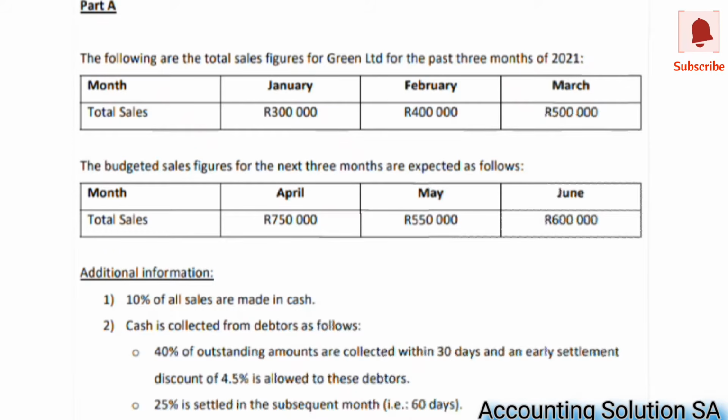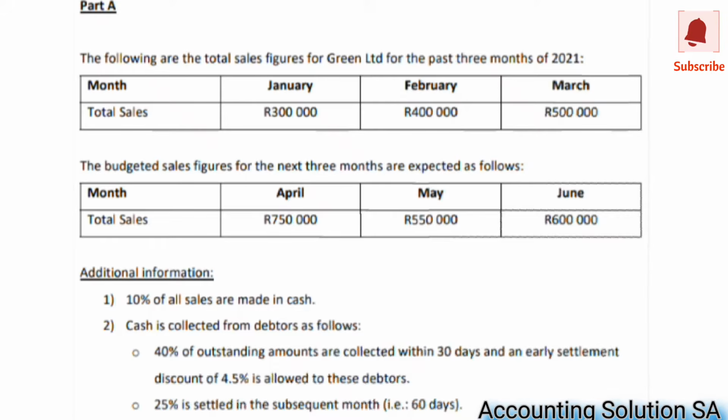So in that case, we have to prepare what we call a budget. What can happen in the future? When we prepare our collection schedule, we also have to include both the actual and the budgeted figures. Additional information: all those amounts that they give us in the table are total sales. Total sales include credit and cash.